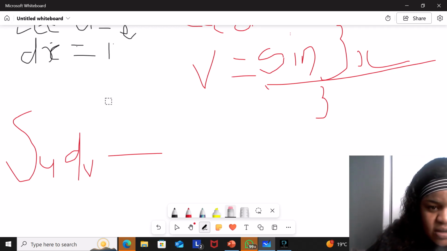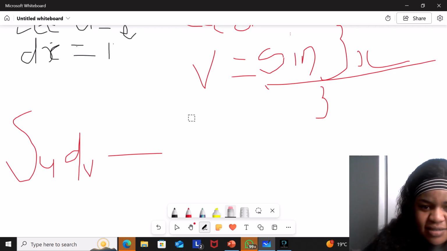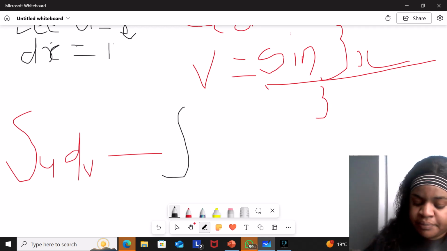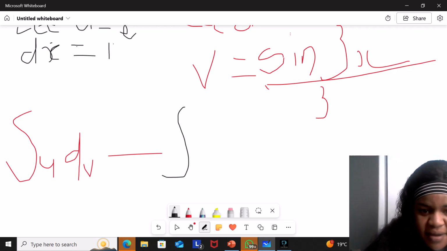The integral. This is not x, it's integration. The integral of v, which is this v, du.